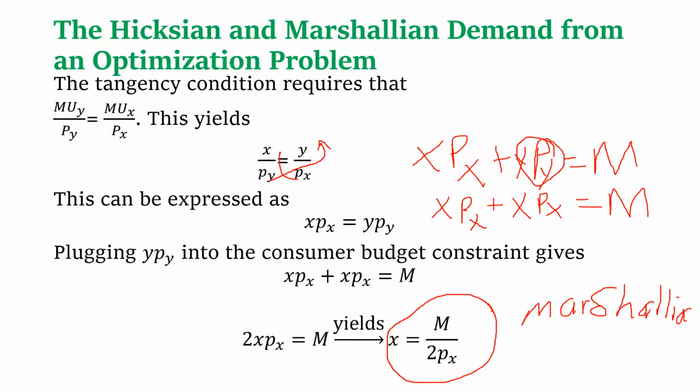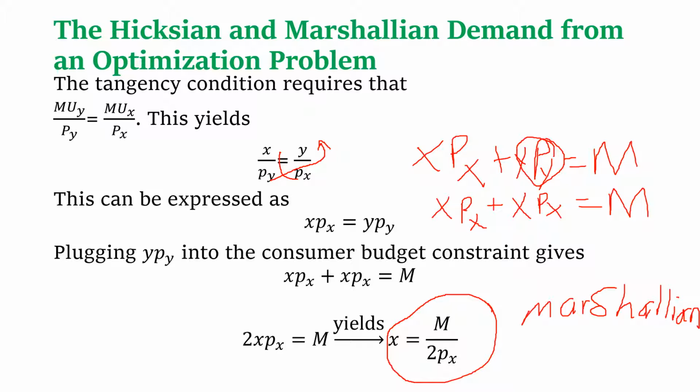Remember this Marshallian is the same as the ordinary demand function. So this one is named after Alfred Marshall. I don't know if you guys know that famous economist, Alfred Marshall, a British economist in the 17th century. Sorry, the 18th century. This particular form of demand function is named after him.